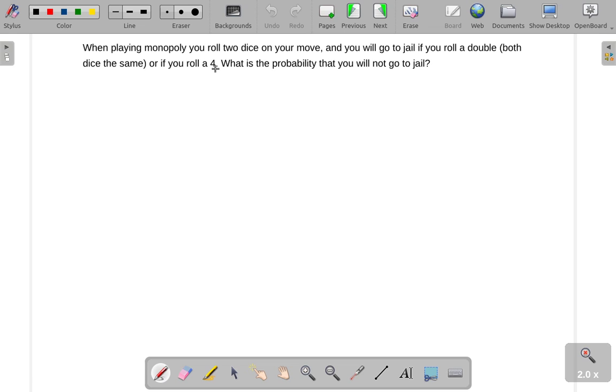There's also a go to jail spot. You're going to go there if you roll a 4. So, what's the probability that you will not go to jail?